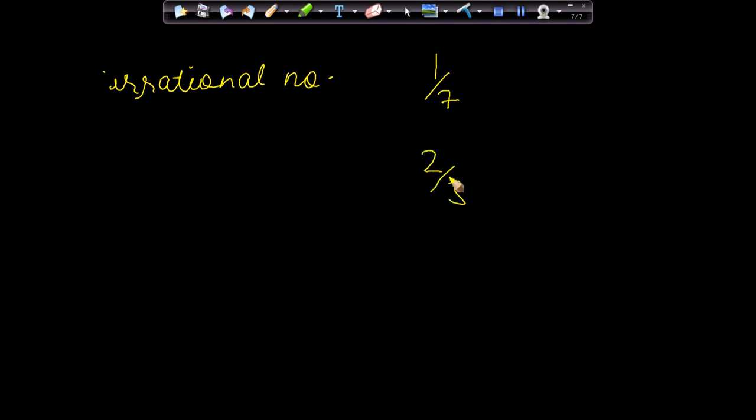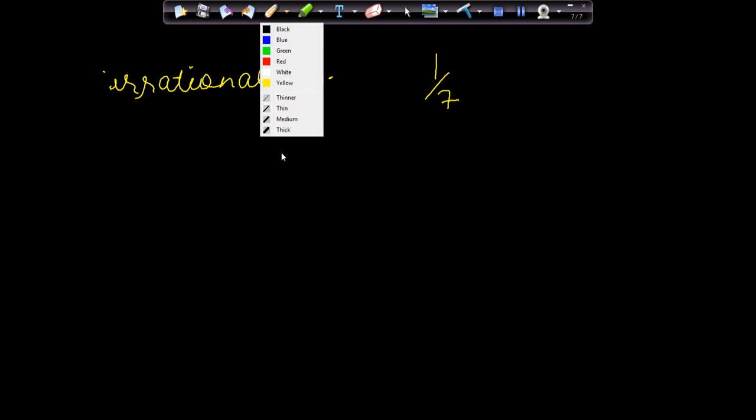So we go on to the next thing. Let us take one example. We have to find an irrational number between 1/7 and 2/7. We have to give an example of one irrational number between 1/7 and 2/7.